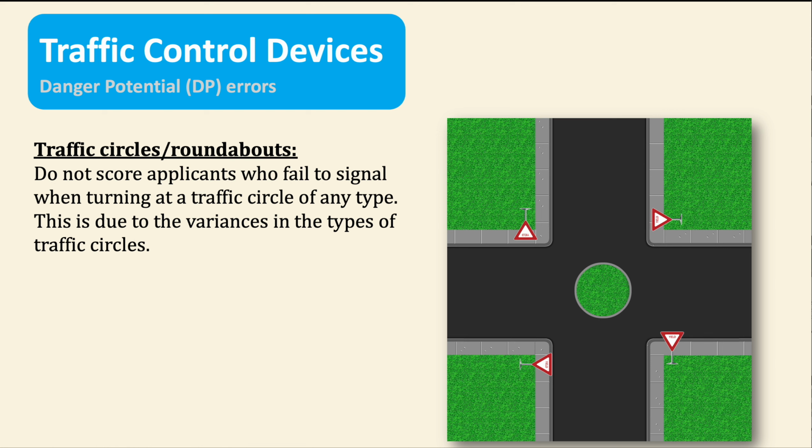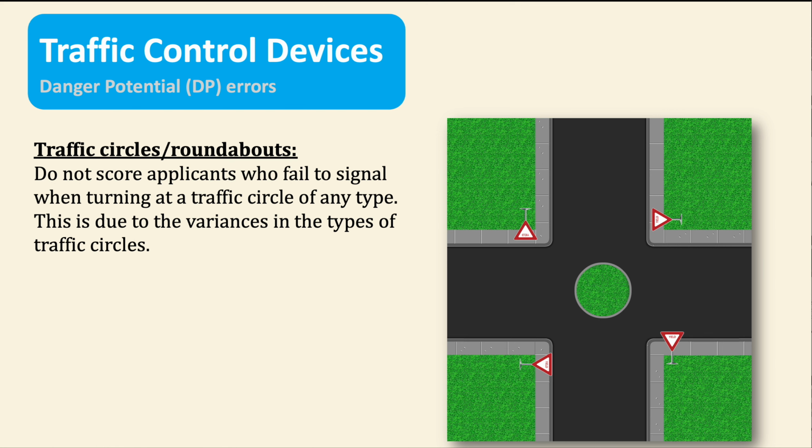Now, do not score applicants who fail to signal when turning at a traffic circle of any type. This is due to the variances in the type of traffic circles. Now, if you remember from the verbiage, when you tell an applicant, take the second exit, take the third exit, right? You can also say at the next corner, turn left, take the third exit, so that you clarify what they're doing. Now, it's not really technically a left turn, because when you get into a roundabout, you're not yielding to oncoming traffic, you're only yielding to people already inside the roundabout. And so in this case, a signal is not required yet.